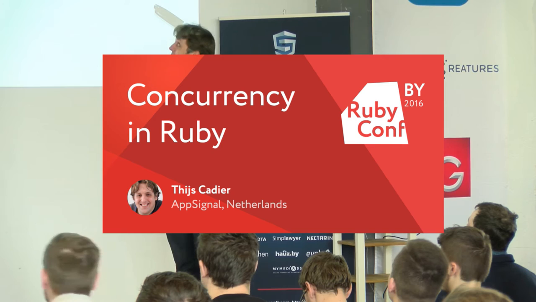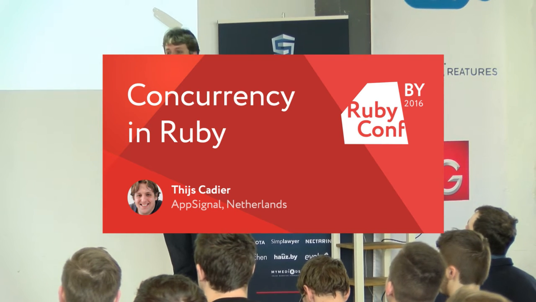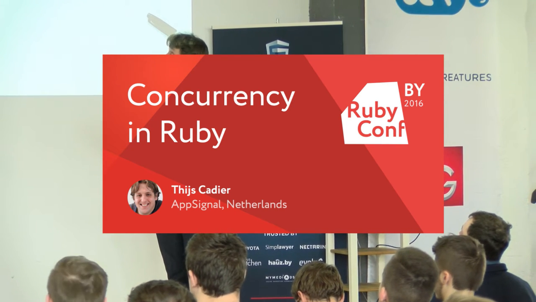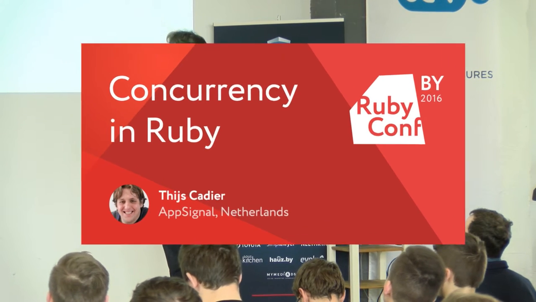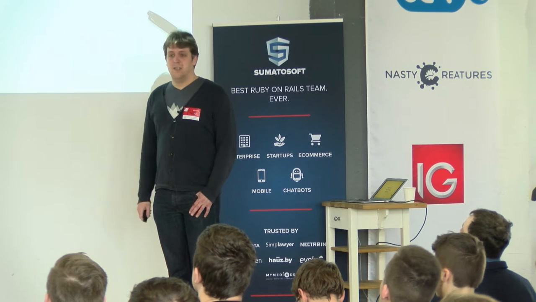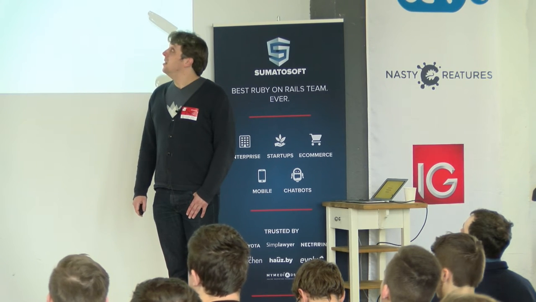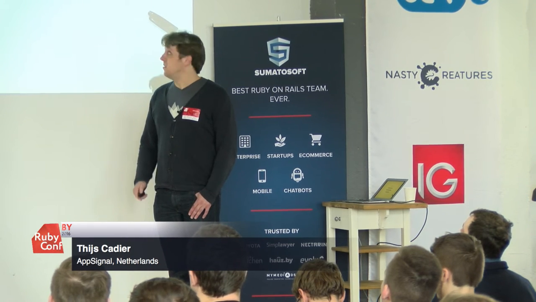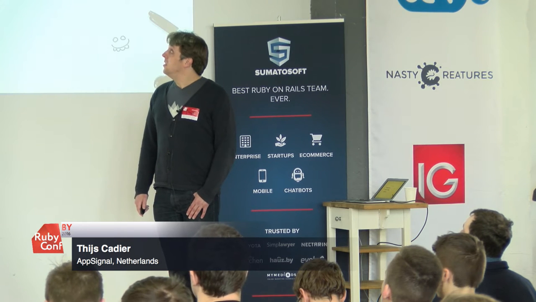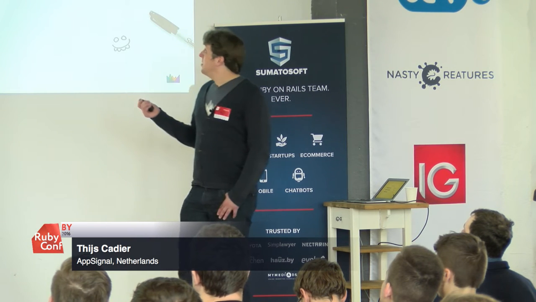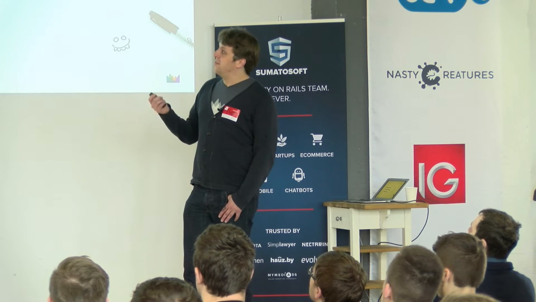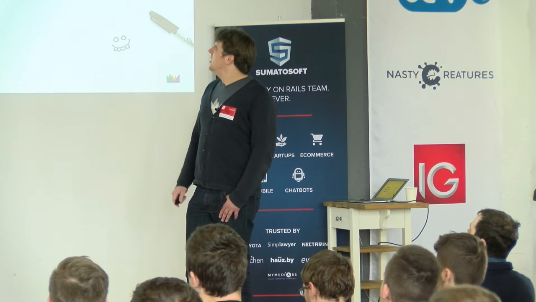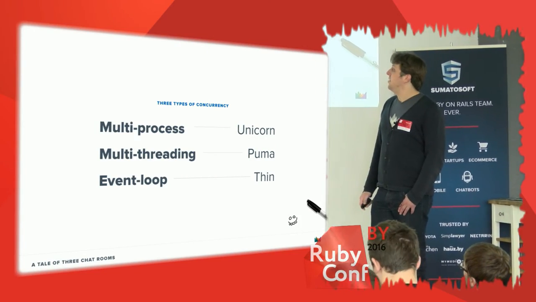So there's basically in Ruby at least three ways to do concurrency. You can either spawn multiple processes, you can run multiple threads, or you can use an event loop. We're going to talk about all three of these models. So you might know these web servers, and there are well-known examples of using one of these models. Unicorn, of course, uses multiprocess. Puma uses threads, and Thin event loops.